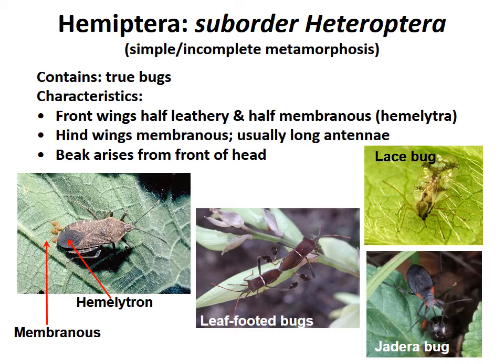So some of the different characteristics: their front wings are half leathery and then half membranous. If you look very closely, that forewing, half of it is hardened almost like a beetle, and then part of it is not hardened. But that varies a lot with different members, different species within Hemiptera. The hind wings are membranous. They usually have a fairly long antenna, and with all these insects, they have a beak or stylet that arises from the front part of their head, because all these insects have piercing-sucking mouth parts.